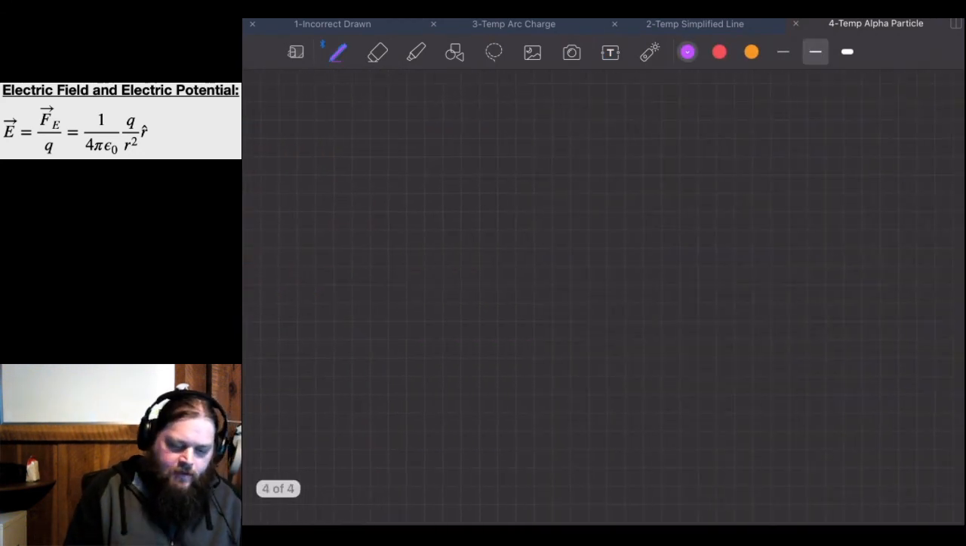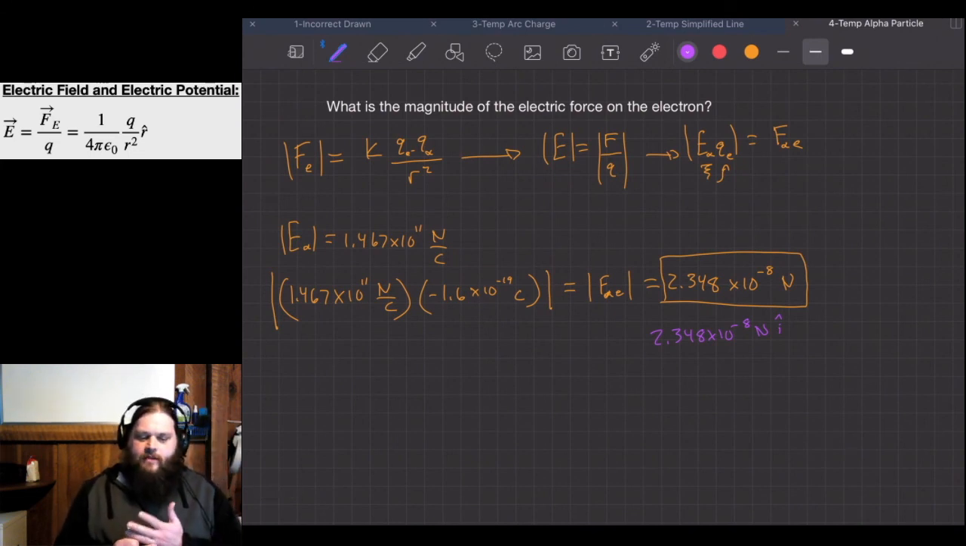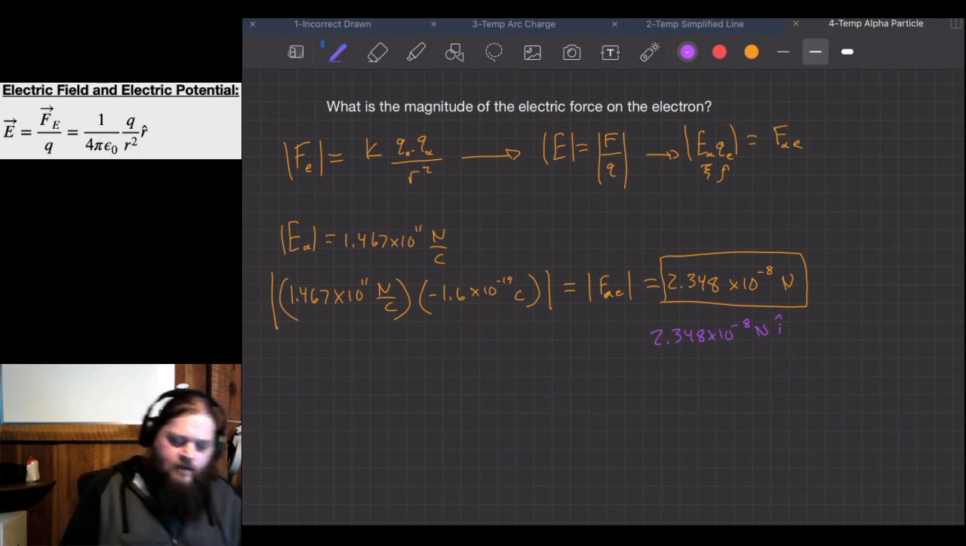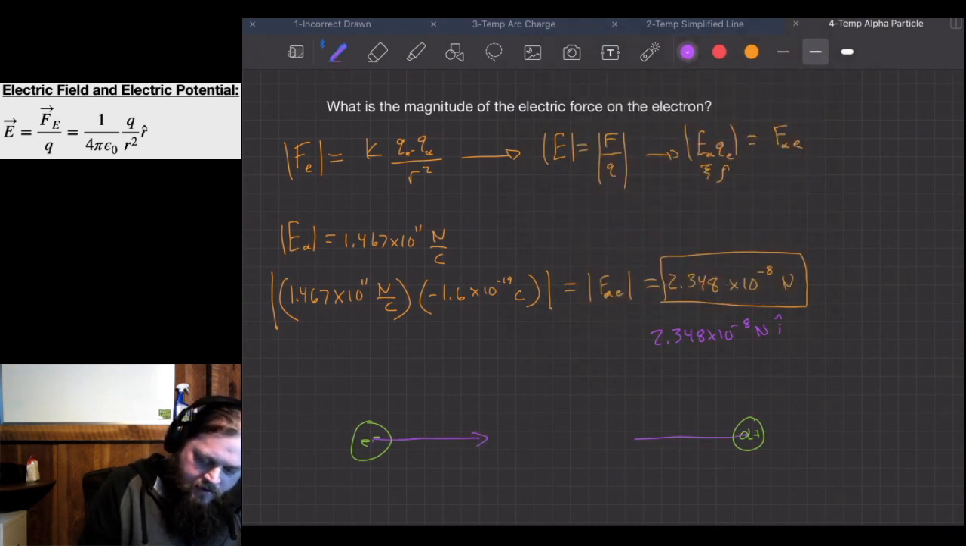So we can flip the question around, and we can think, what is the magnitude of the electric force on the alpha particle? The magnitude of the electric force on the alpha particle is going to be equal and opposite to the magnitude of the force on the electron, right? We have the electron here still, we have the alpha particle here, and this one is going to apply a force this way, and this one is going to apply a force this way.